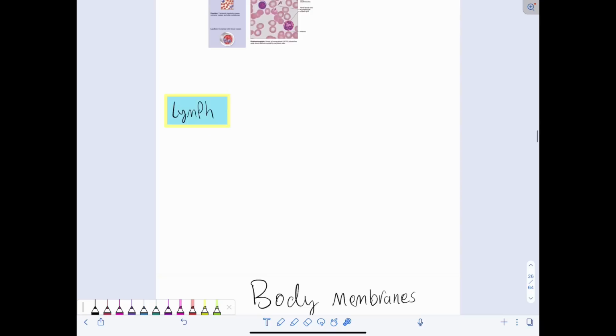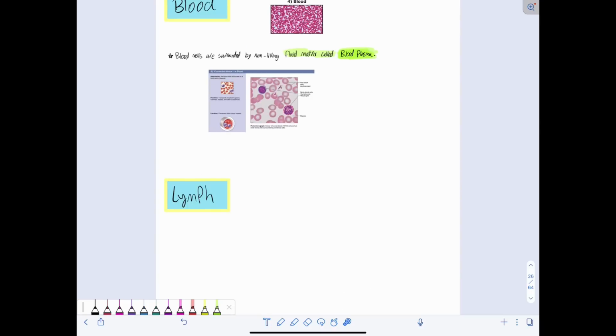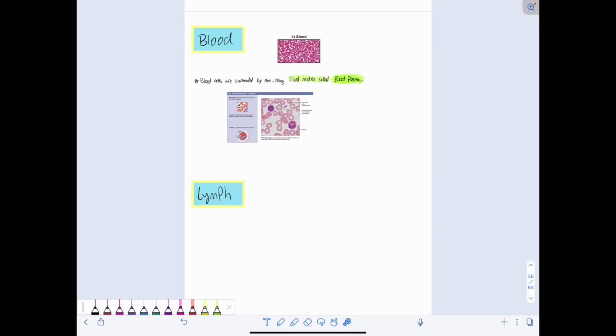And then the next fluid is lymph. We're not getting into lymph as much, but it plays some immune functions. It has some lymphocytes, and there's a tiny little chapter about it in Anatomy 2.